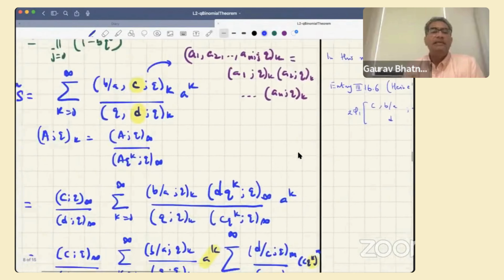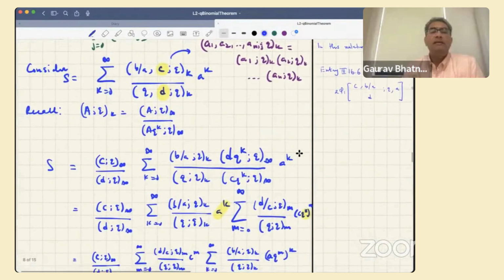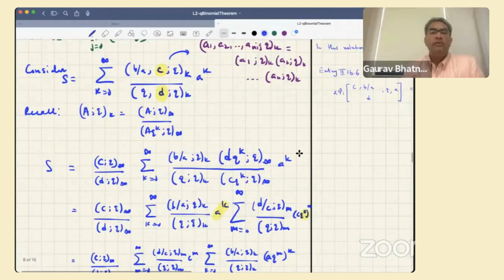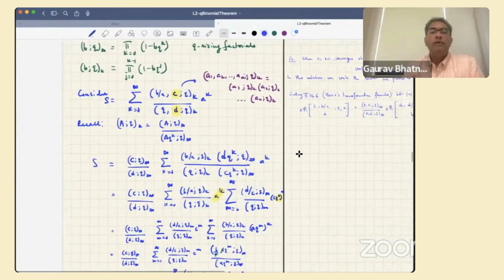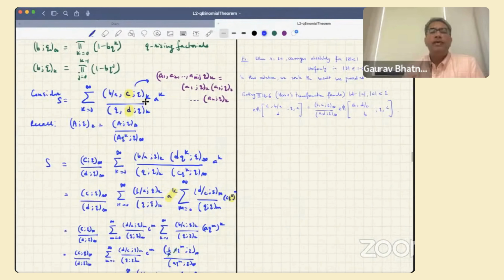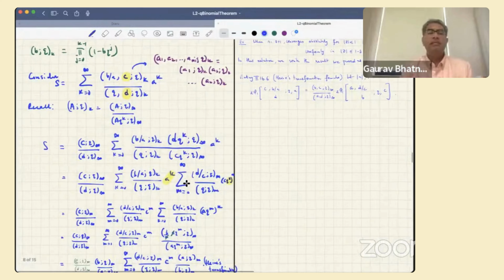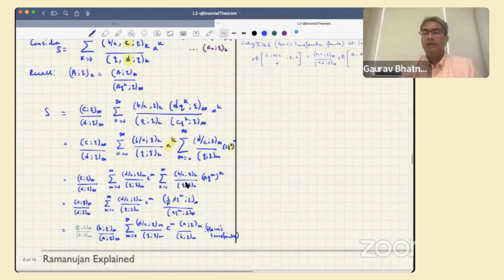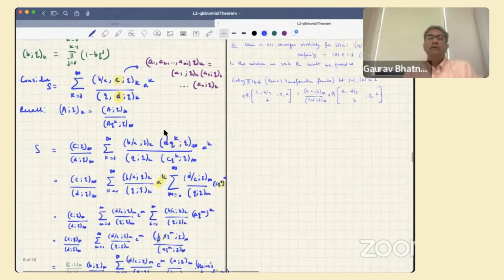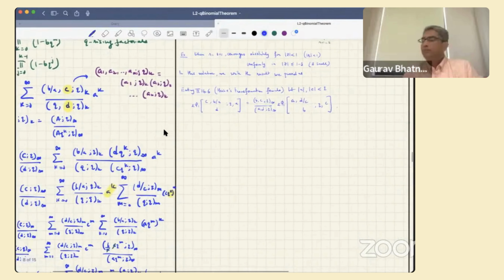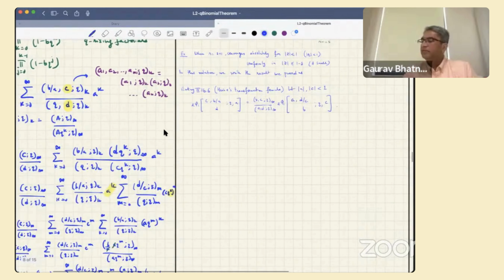And this technique is called Heine's method. The technique is that you take two of these things and you expand them and you interchange the sum, and then you again apply the q-binomial theorem. So when you expand, you again apply the q-binomial theorem. So it's remarkable that this technique is so productive, and we get this formula, which is called Heine's transformation formula.